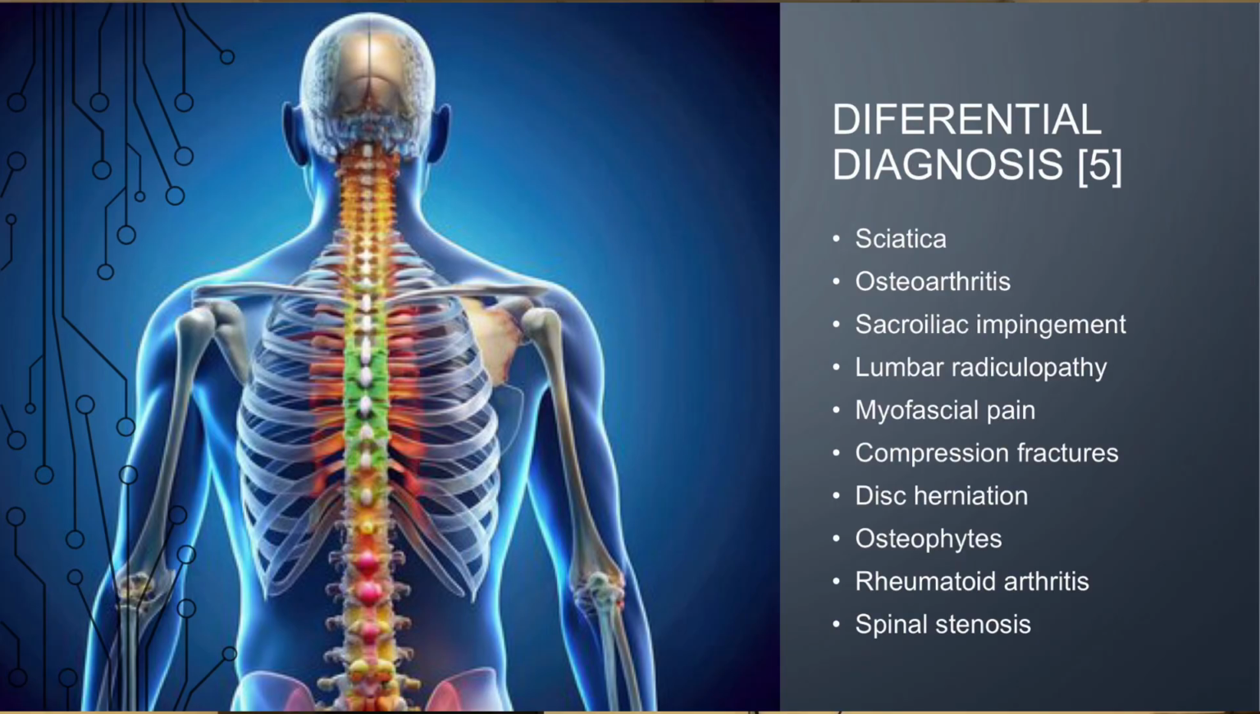Just give me an example. How would you differentiate facet joint entrapment or involvement? How would you differentiate that from spinal stenosis?